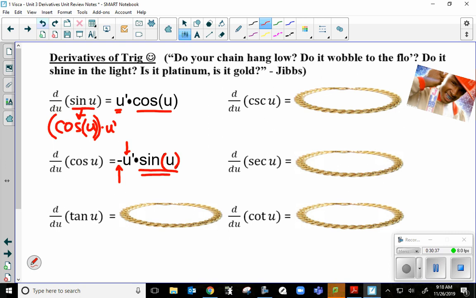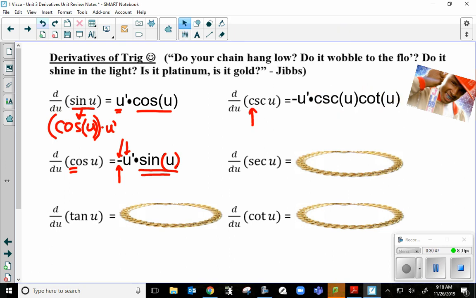I'm going to give you a little hint here. Anything that begins with a C will always be negative. Cosecant: the derivative is cosecant of u times cotangent of u times u prime, and you have to negate it. Cotangent should be negative, begins with a C, right? The derivative of cotangent of u is cosecant squared of u times the derivative of u. Chain rule. You negate it because it begins with a C.